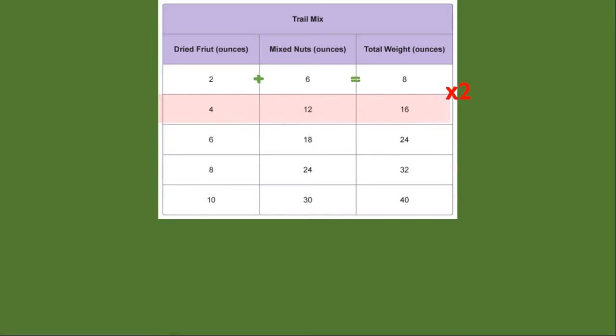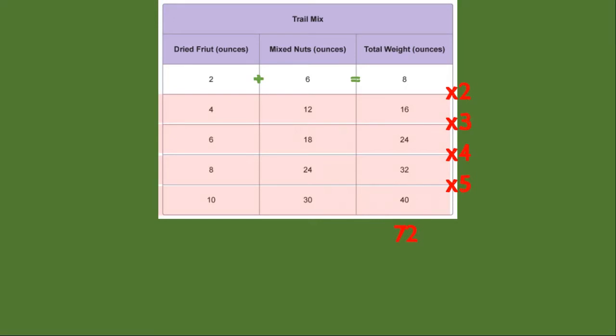Now, we can figure out that the next row is simply a multiplication of all the numbers above times 2. 2 times 2 is 4, 6 times 2 is 12, 8 times 2 is 16, and so on. 2 times 3 is 6, 6 times 3 is 18, 8 times 3 is 24, 2 times 4 is 8, 6 times 4 is 24, 8 times 4 is 32, and finally, 2 times 5 is 10, 6 times 5 is 30, and 8 times 5 is 40.